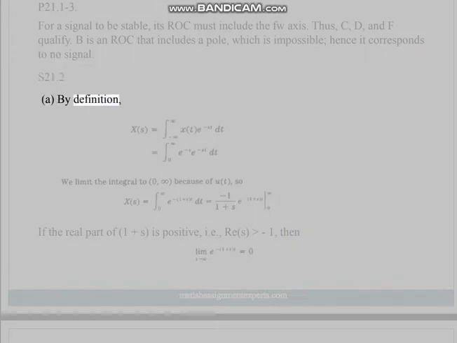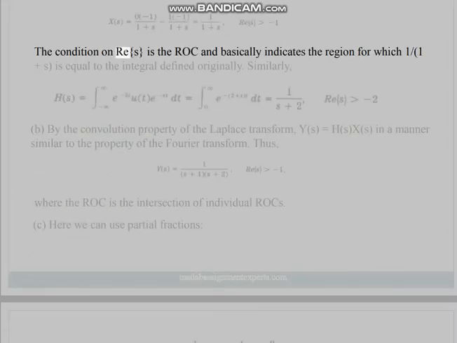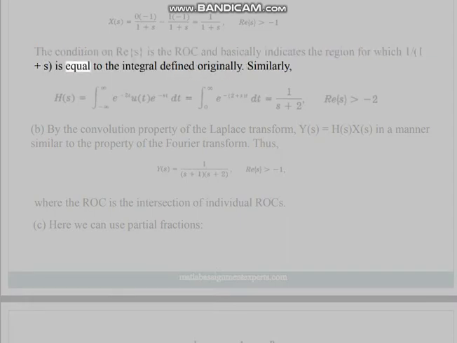S21.2. A. By definition, if the real part of 1 + s is positive, i.e., Re(s) > -1, then the integral converges. Thus the condition on Re(s) is the ROC and basically indicates the region for which X(s) is equal to the integral defined originally.